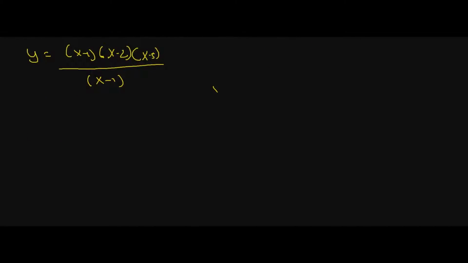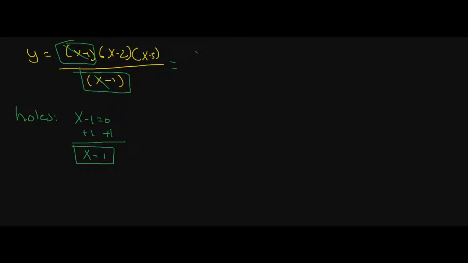Now I ask myself, do you notice any factors that are the same top or bottom? Well, I notice this and this are the same thing. Because they're the same, the hole is x minus 1 equals 0. We add 1 to both sides, and we get that the hole should be located at x equals 1. We don't know what the y value is, but it should be located there. Let's cancel these out, and we just get x minus 2, x minus 5. There's nothing in the denominator anymore, so it's just divided by 1.